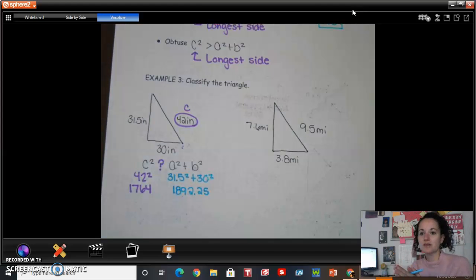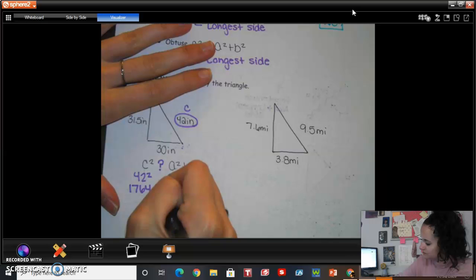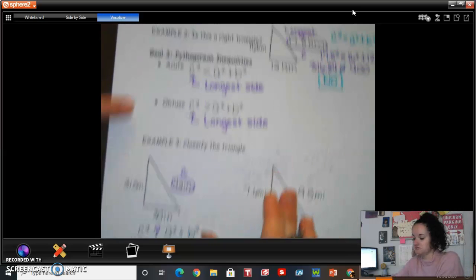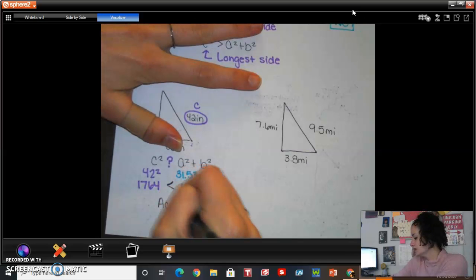Now, remember your inequalities. The shark or the Pac-Man, however you think about it, is going to eat the larger number. Out of these two, this one is the largest one. So I'm going to look: what does it mean whenever c squared is less than? That will be acute. So this would be an acute triangle.